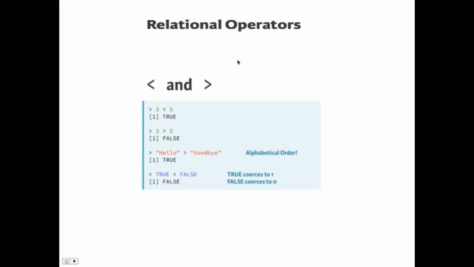Let's look at the relational operators less than and greater than. 3 is less than 5 is true, 3 is greater than 5 is false. Hello is greater than goodbye is true because R, like numbers, takes alphabets in alphabetical order, using the first alphabet. H is greater than G. It doesn't take the length of the word, but the first alphabet. H is greater, so it is true. And TRUE is less than FALSE is false because TRUE always corresponds to 1 and FALSE corresponds to 0 in R. That is by default.